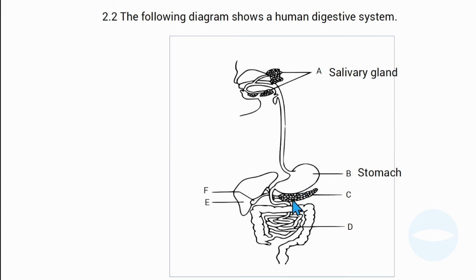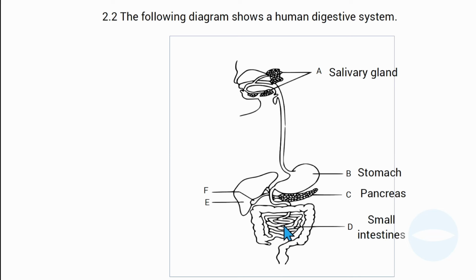And then C is the pancreas. The pancreas secretes two very important hormones. It secretes insulin, which is responsible for lowering the level of sugar, or the level of glucose, in the body. Again, it secretes glucagon, and the glucagon is responsible for increasing the level of sugar in the blood. Then D is the small intestine. The small intestine is where absorption takes place.